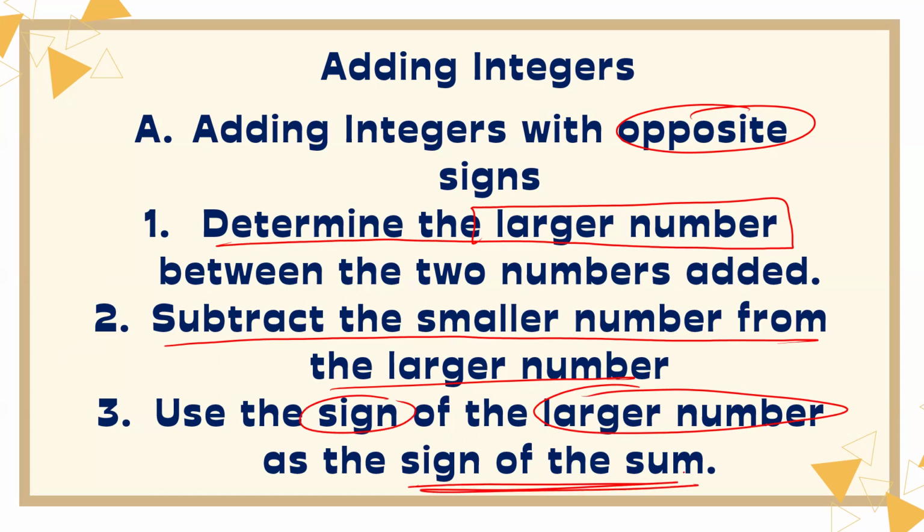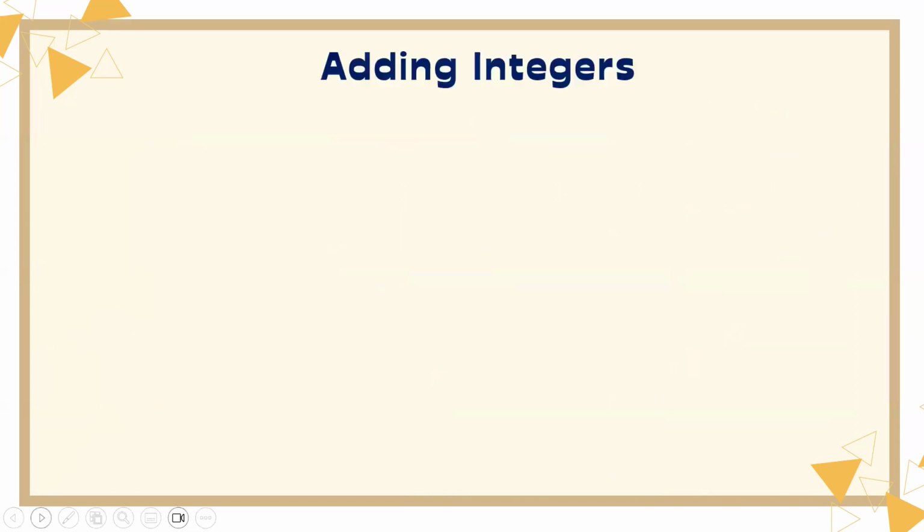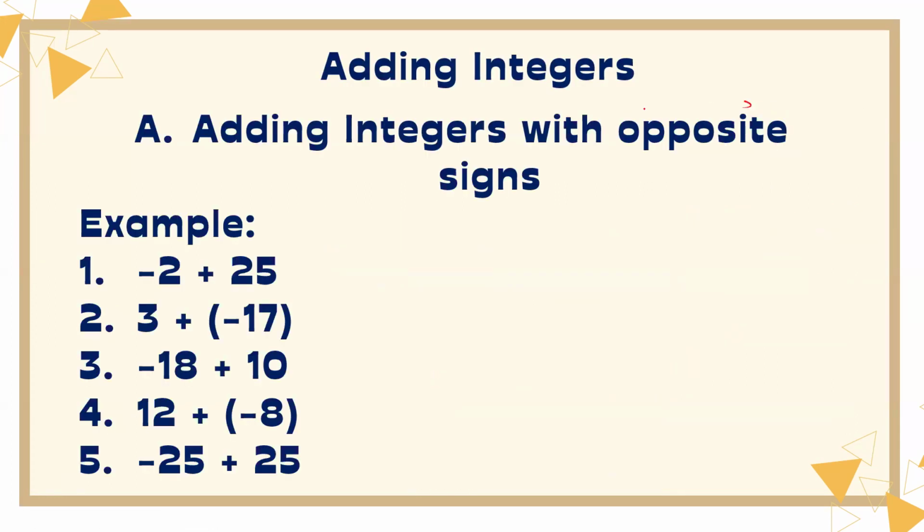Okay? So again, make sure the signs are opposite. Then determine the larger number between the two numbers. And then subtract the smaller number from the larger number, and then the difference would be written as the sum, and then the sign of the sum will be following the sign of the larger number. Okay, so let's have some examples here. Adding integers with opposite signs.